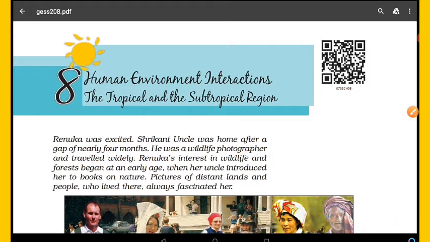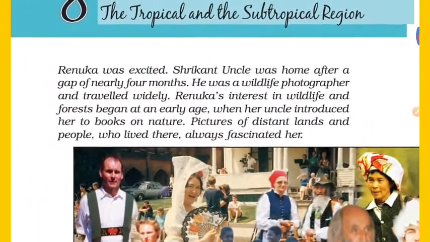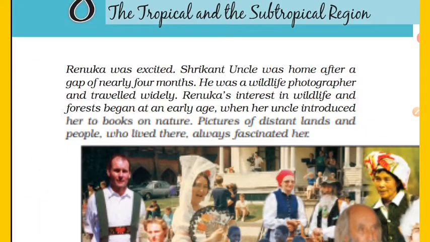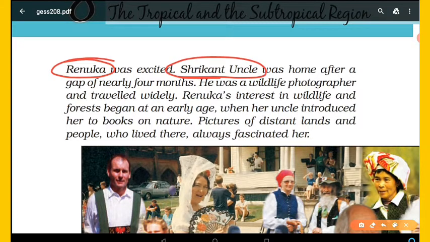Now let's start the chapter. Renuka, first of all, it is explained about a character in this chapter. In the beginning of this chapter, Renuka, she was excited. Why? Shrikant, her uncle, was home after a gap of nearly 4 months. He was a wildlife photographer and traveled widely.